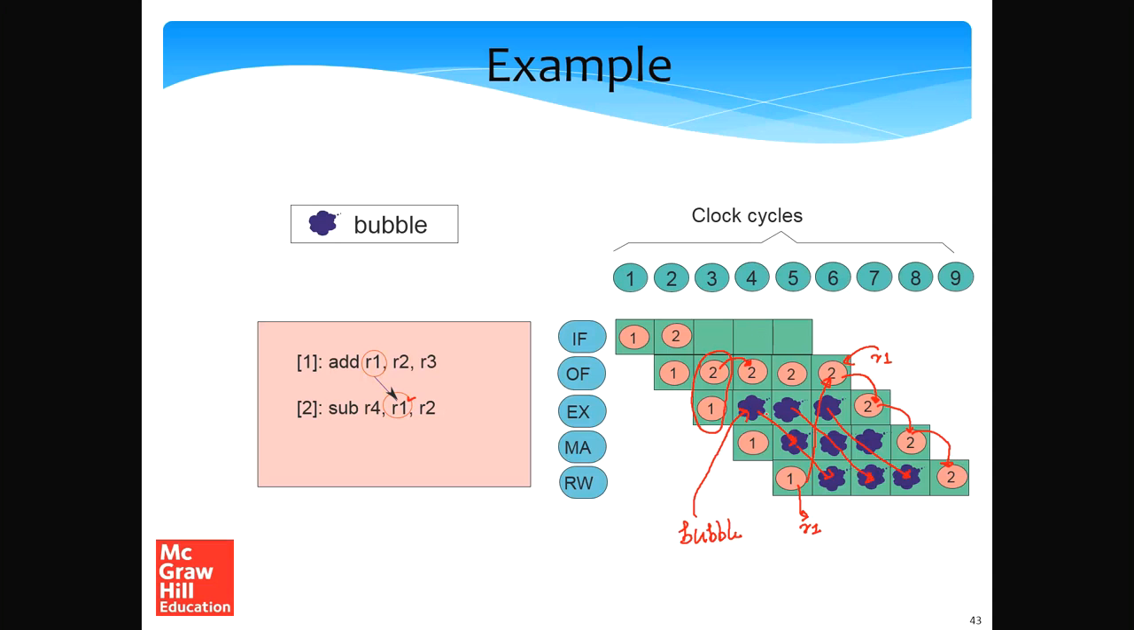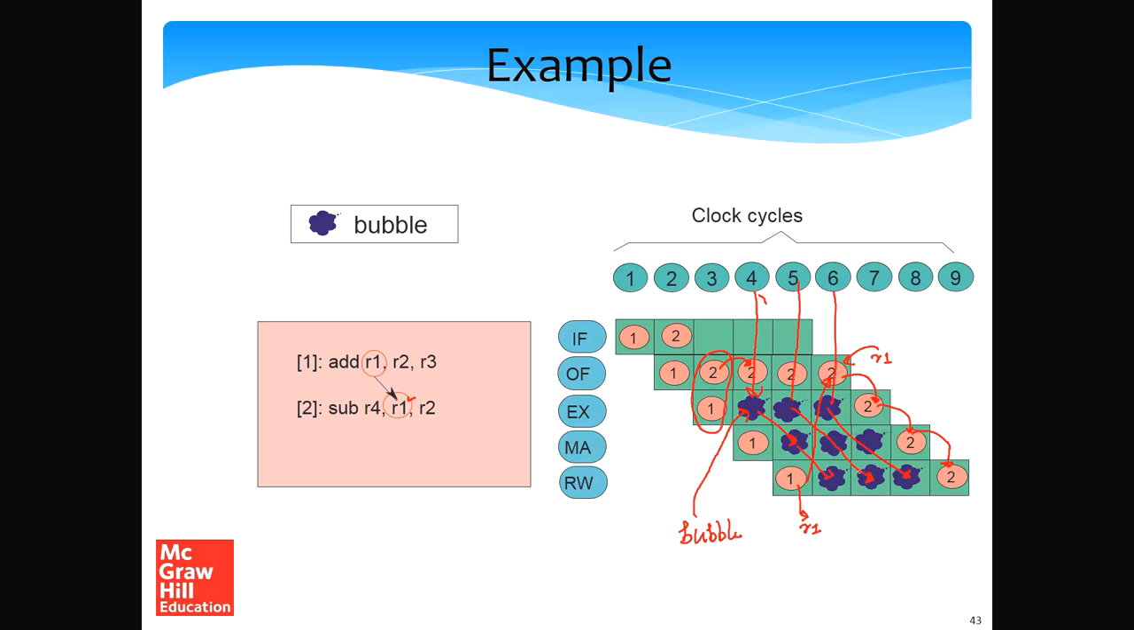Let me maybe draw an arrow. Cycles 4, 5, and 6. We need to introduce 3 bubbles. And these bubbles just travel along the pipeline. And since they're no-op instructions, they do absolutely nothing. Instruction 2 waits in the OF stage until it gets the value of R1, and that's when it proceeds.